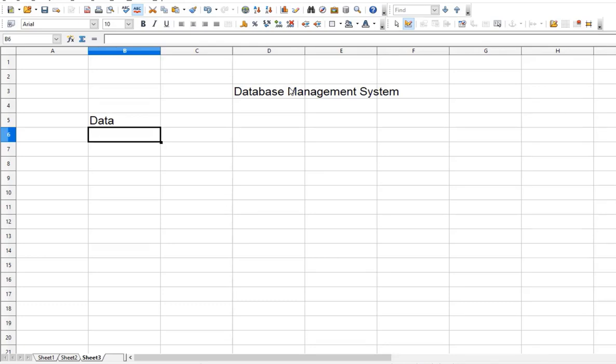It could be the name of a person, it could be the age of a person, it could be class, it could be marks, it could be subject, anything. So if I say Vishal, this is data. 87, this is data. B176, this is data. If I say Delhi, this is data. All this data may or may not be meaningful. The raw facts and figures which may or may not be meaningful is called data.